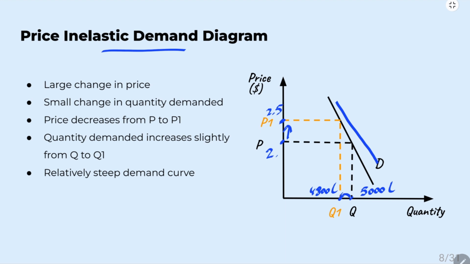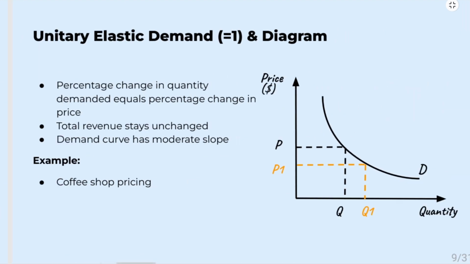This is only a small decrease in quantity demanded compared to the change in price. Since quantity demanded changes less than the price change, demand is price inelastic. Consumers still need petrol for transportation, so they continue buying it even when prices change.